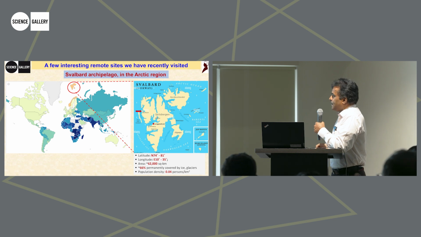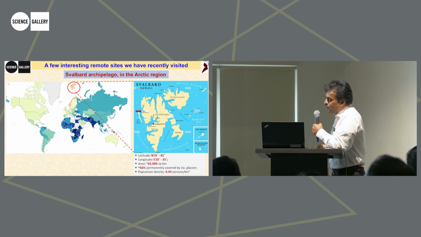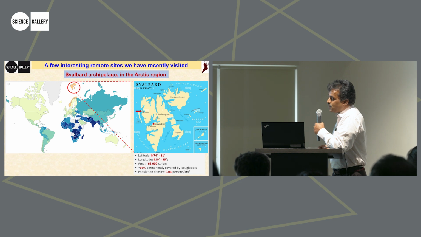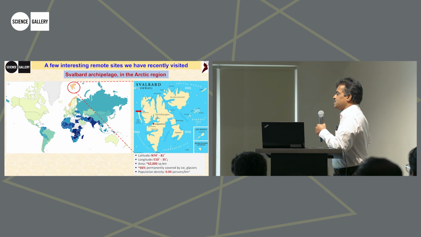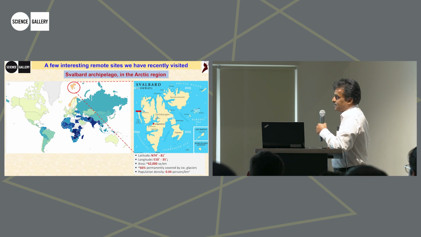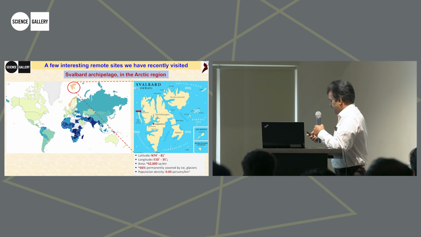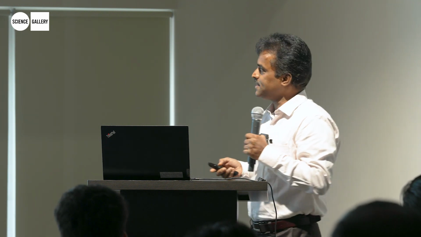Okay, and then just for reference, Bangalore latitude is about 13 degrees north, and about 77.5 degrees east is the longitude. So it almost swaps the positions. Latitude of Svalbard is 74 to 81. Of Ny-Ålesund is about 79 degrees north, and then longitude is about 10 degrees east. So we think we are really in a remote place.